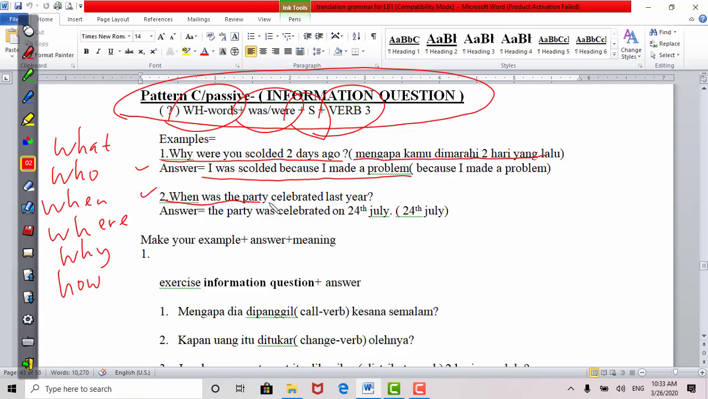Number 2. When was the party celebrated last year? The answer: the party was celebrated on 24 July. Okay? You can make your own example here.